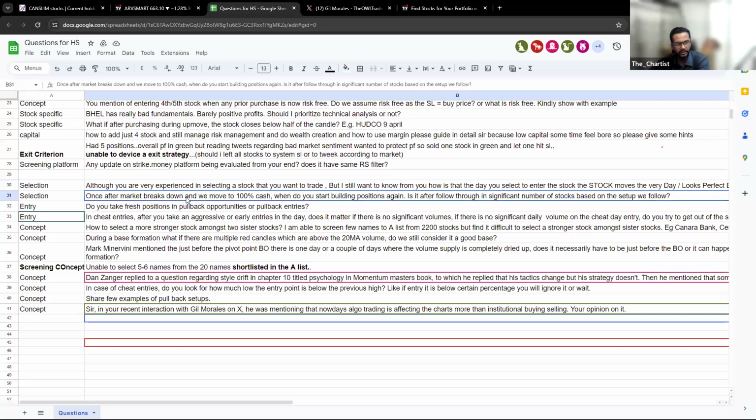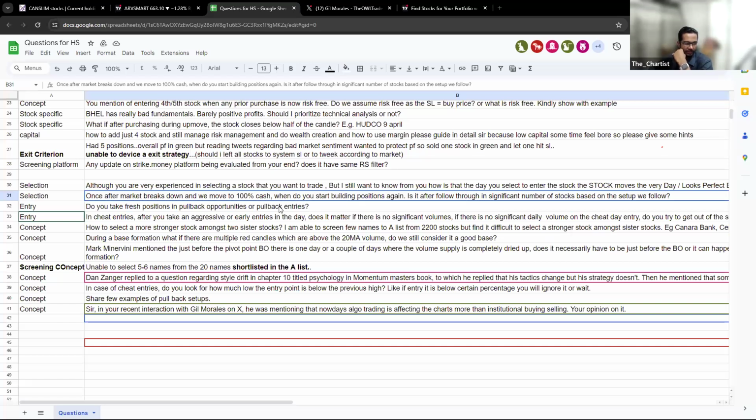Once after the market breaks down and we move to 100% cash, when do you start building positions again? Yeah, this is the right answer. After follow through in a significant number of stocks based on the setup we follow is the answer to this question. Our setups tell us about the market condition. Do you take fresh positions in pullback opportunities or pullbacks? Yes, I take fresh positions in pullback entries. For example, EI Hotel. If I miss the breakout, I will look for a pullback.